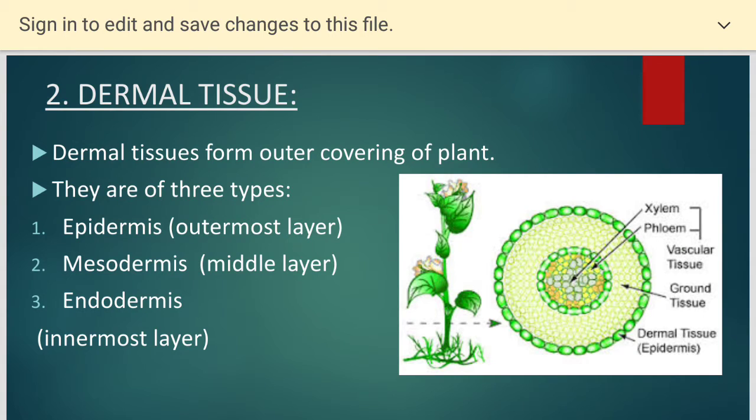Dermal tissue in plants is of 3 types: epidermis, the outermost layer, mesodermis, the middle layer, and endodermis, the innermost layer. So even though the dermal tissue is present in the outermost part of the plant, especially on the stem, you must have observed there are layers present. They are the dead cells. They are called bark. So they give support and also protect the plant.